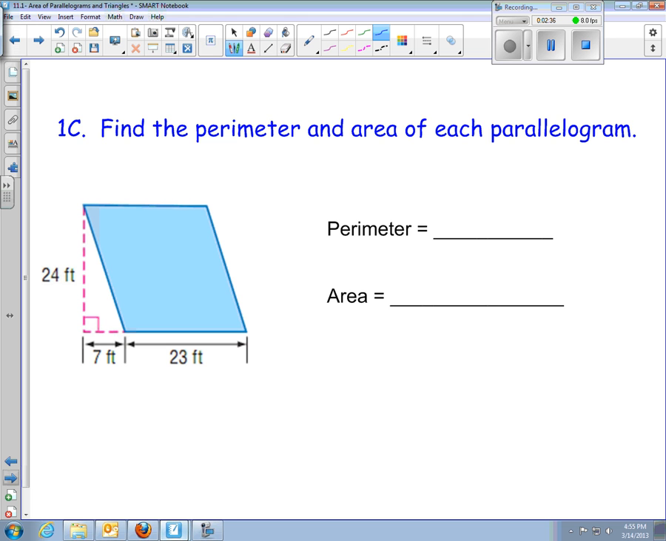Now this next one's going to be a little bit different. Find the perimeter. Well, if we look, we have our 23 feet on the bottom, so we can put a 23 feet on the top, but we don't have this slant height right here. If you look, they do give us some information outside of our parallelogram. And if we notice, it's a nice right triangle.